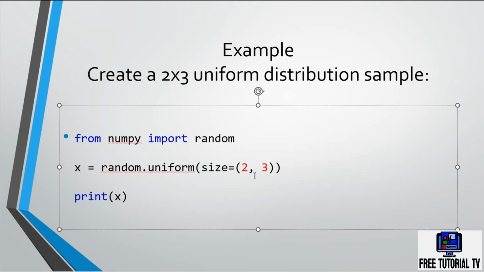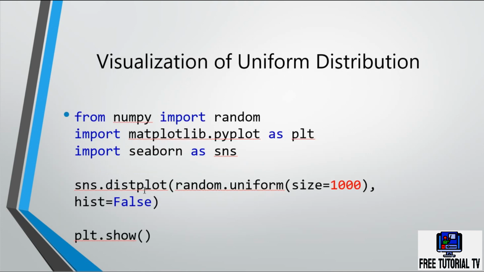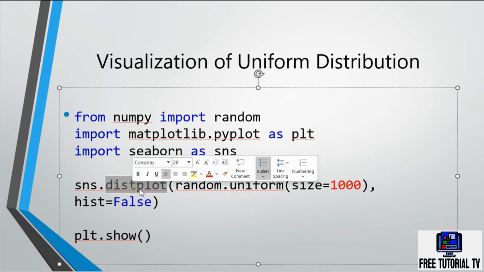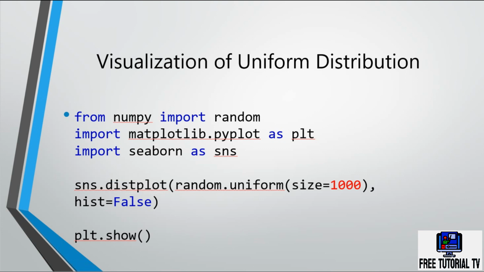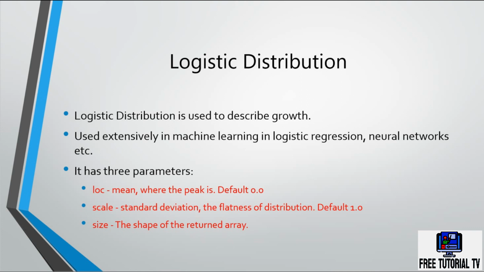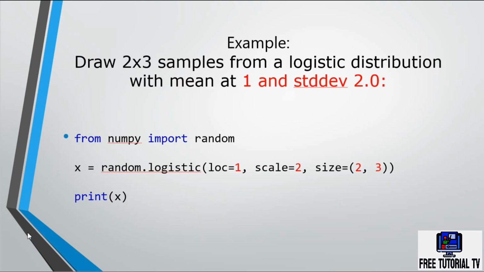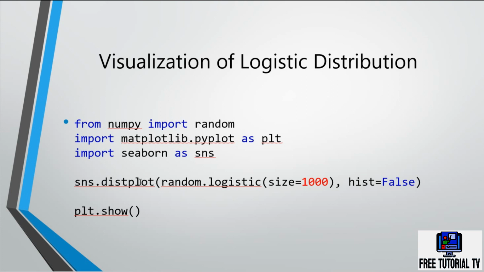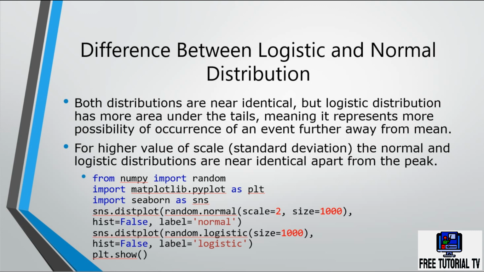and give the size, and then generate an array. After that, you can put those random values into a distribution plot, and you can see that output. Similarly, for logistic distributions, you have three parameters: loc, scale, and the size of the array. By giving these parameters, you can generate a random array, and pass it through a distribution plot using seaborn, and you can see the output. You can also see the difference between a logistic and a normal distribution, how it appears.